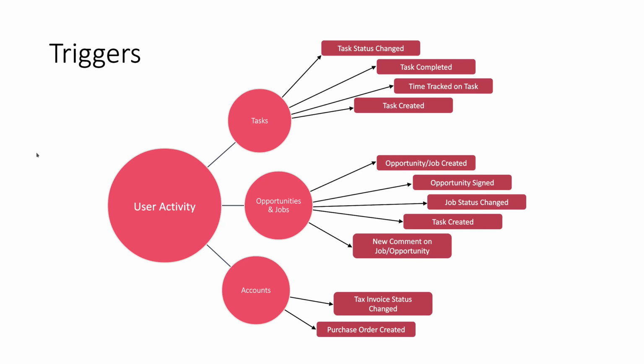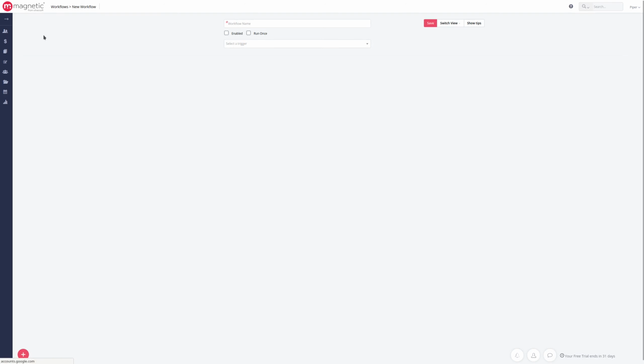A trigger is the first step of a workflow and determines when one will be started. Triggers are associated with common events in the magnetic ecosystem, such as a task being closed, an opportunity being signed, a project changing status, or an accounting document such as a cost estimate being created. Thinking in terms of if this happens, then do that, triggers are the broadest possible form of if this happens.